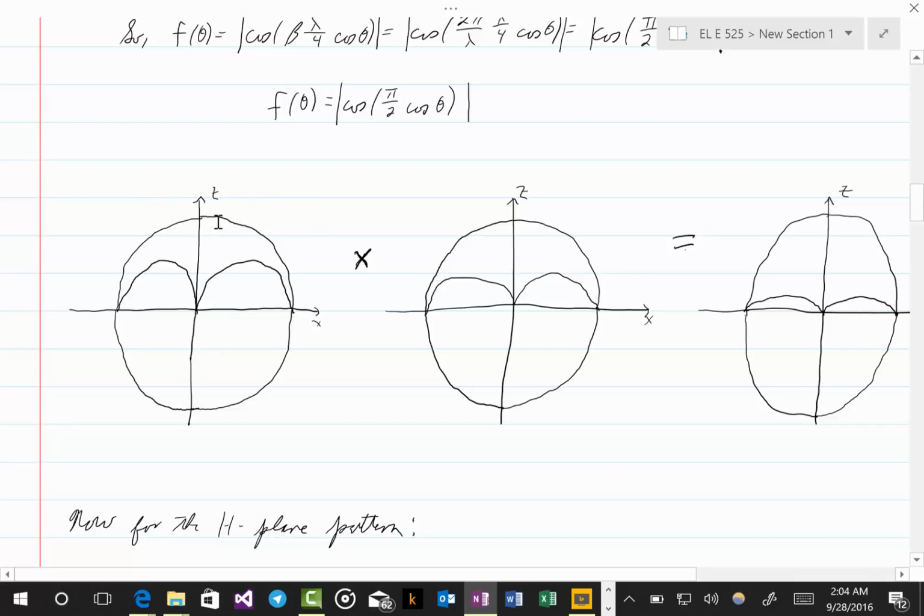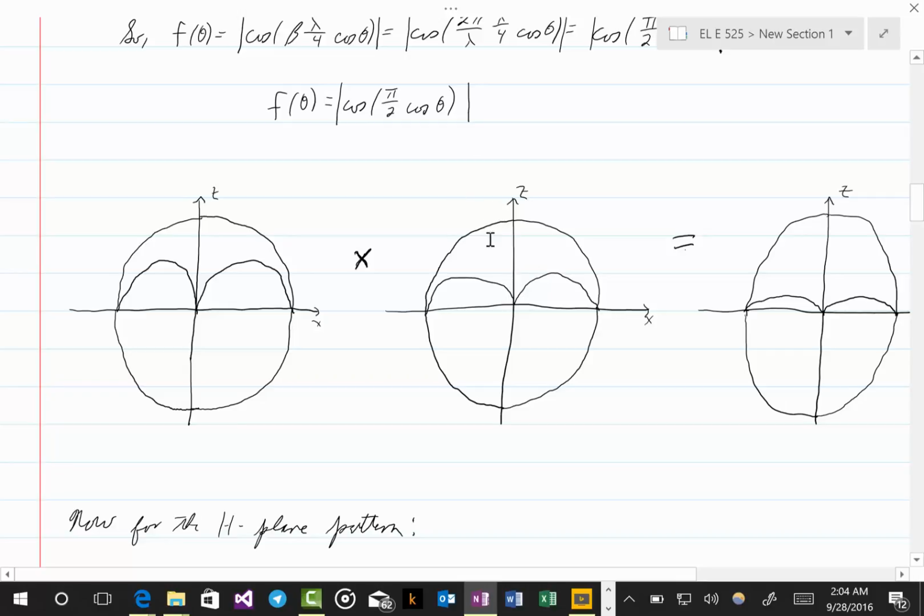So again, this is the element pattern, sine theta. Now, what about the array pattern? Well, this f of theta is the normalized array factor, and that's what we mean here. And you can see that it has a very similar shape.